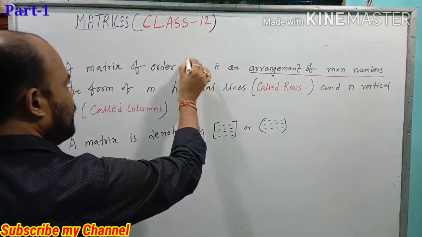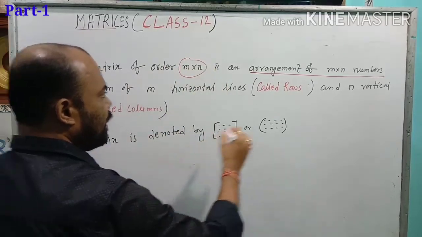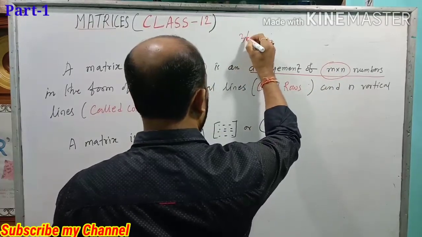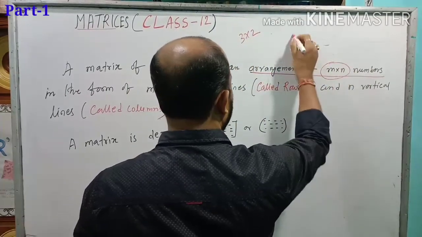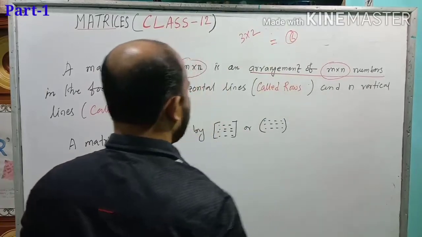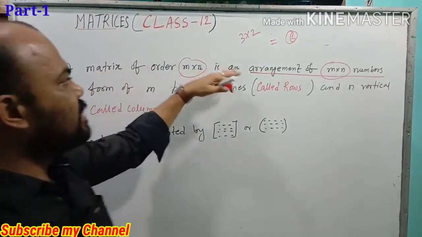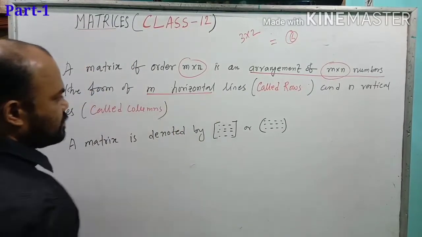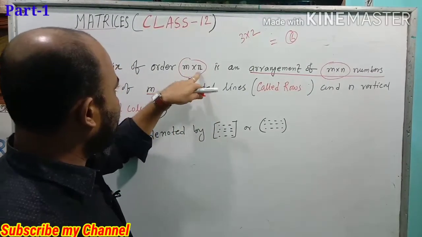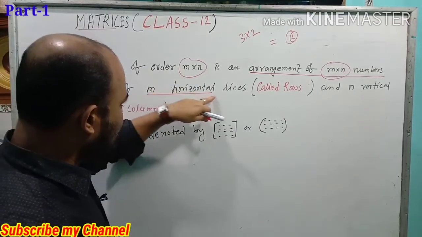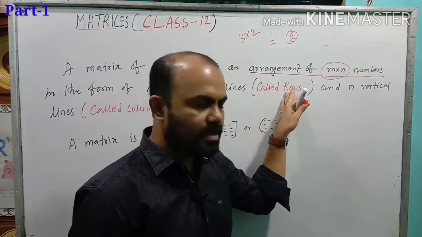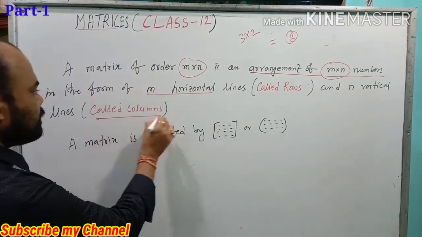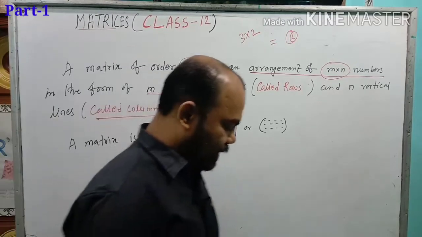See here another thing: if the order of the matrix is m by n, then how many elements or numbers will be there? m into n. For example, if the order is 3 by 2, then how many numbers will be there? There will be 3 into 2, 6 numbers. So a matrix of order m by n is an arrangement of mn numbers in the form of m horizontal lines, which are called the rows of the matrix, and n vertical lines, which are called the columns of the matrix. So this is the definition.